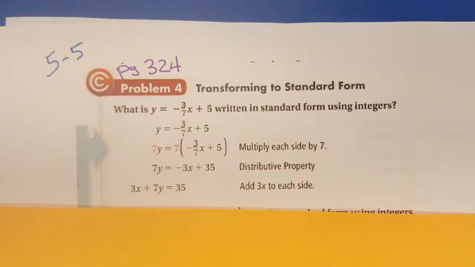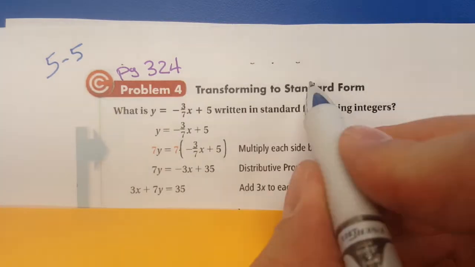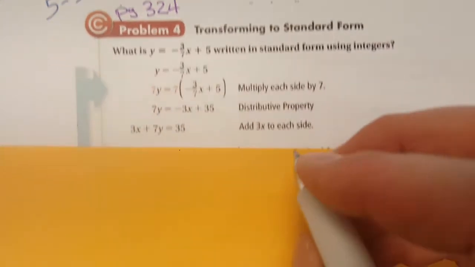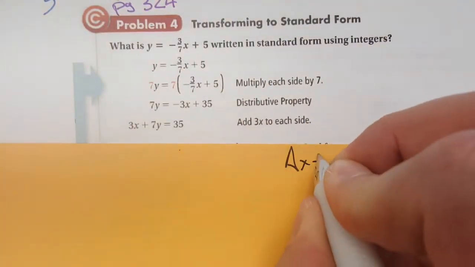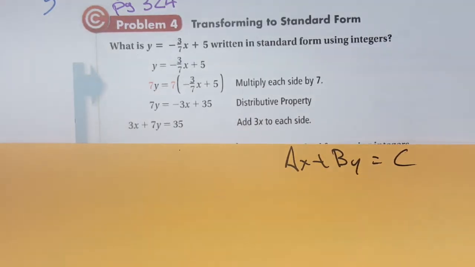Jumping right into problem number 4, here we go. So we're transforming to standard form. If I haven't said this before, standard form is the prettiest of all of the forms. It is the most beautiful to look at of all of the equations. Why? Because it's ax plus by equals c, and a, b, and c are supposed to be whole numbers, okay?